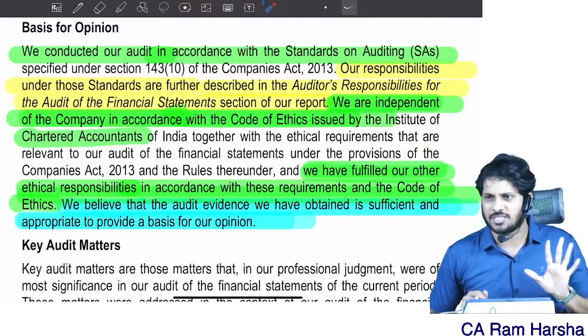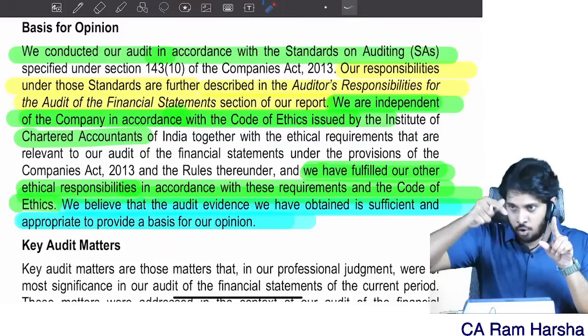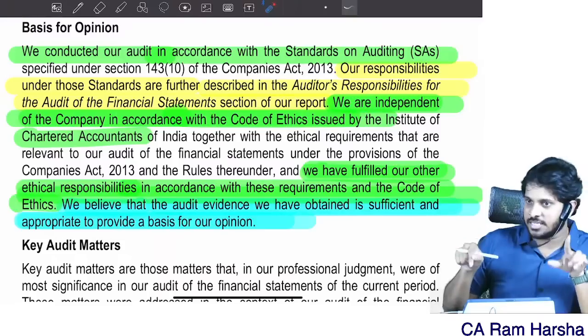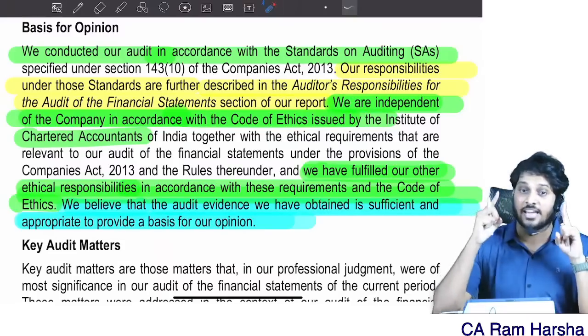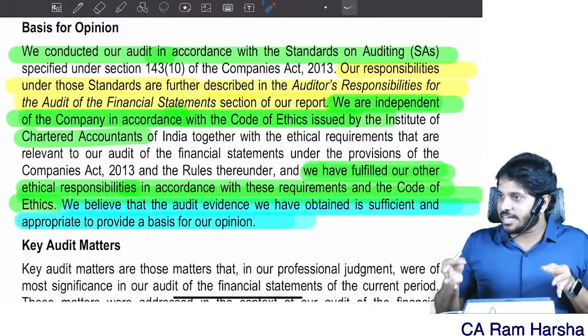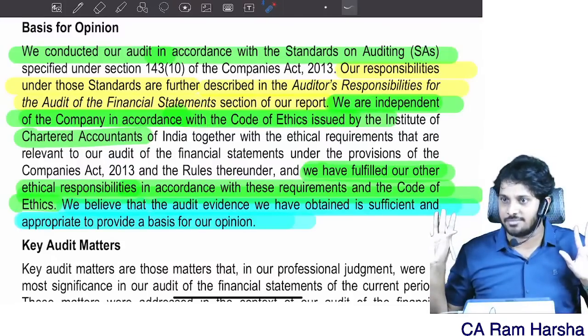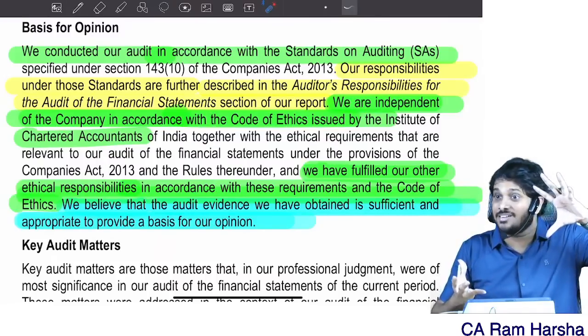I will do audit as per standards. What will I do as per standards? Go and see the auditor's responsibility section. You will understand what I will do as per various standards. I am independent of the company. I complied with the code of ethics. Whatever evidence I obtained, I believe that it is sufficient and appropriate. Accordingly, I gave the above opinion. So this is what we tell generally.